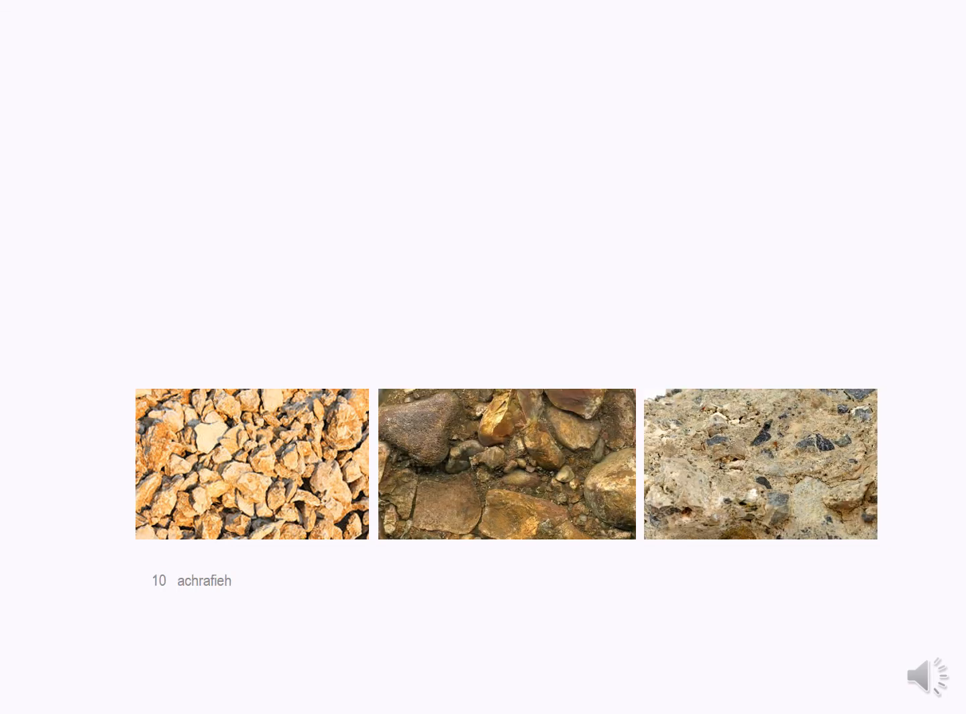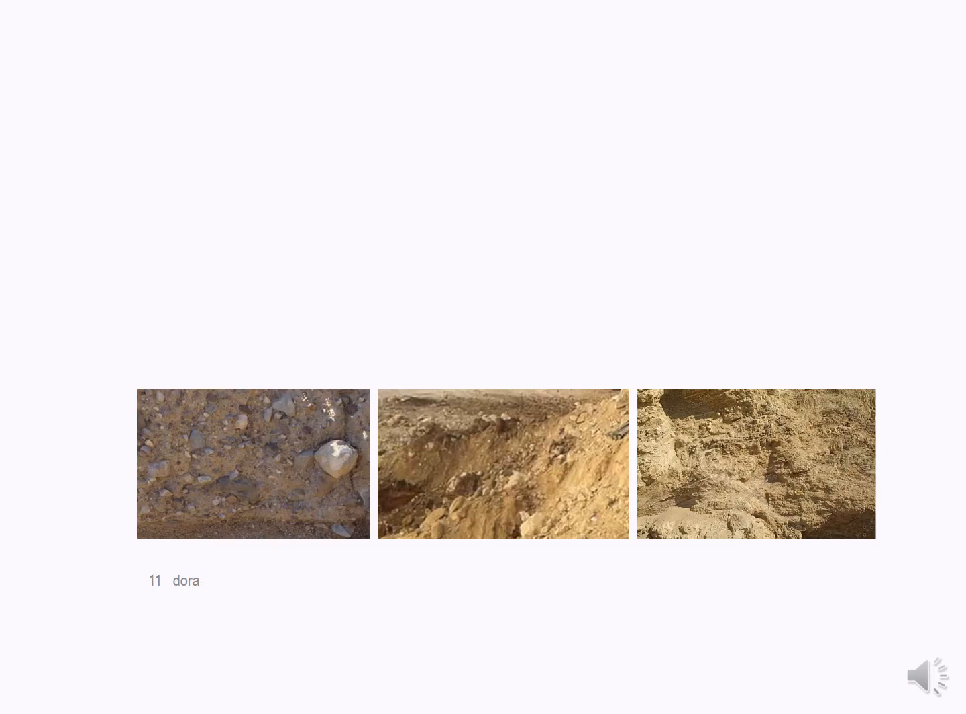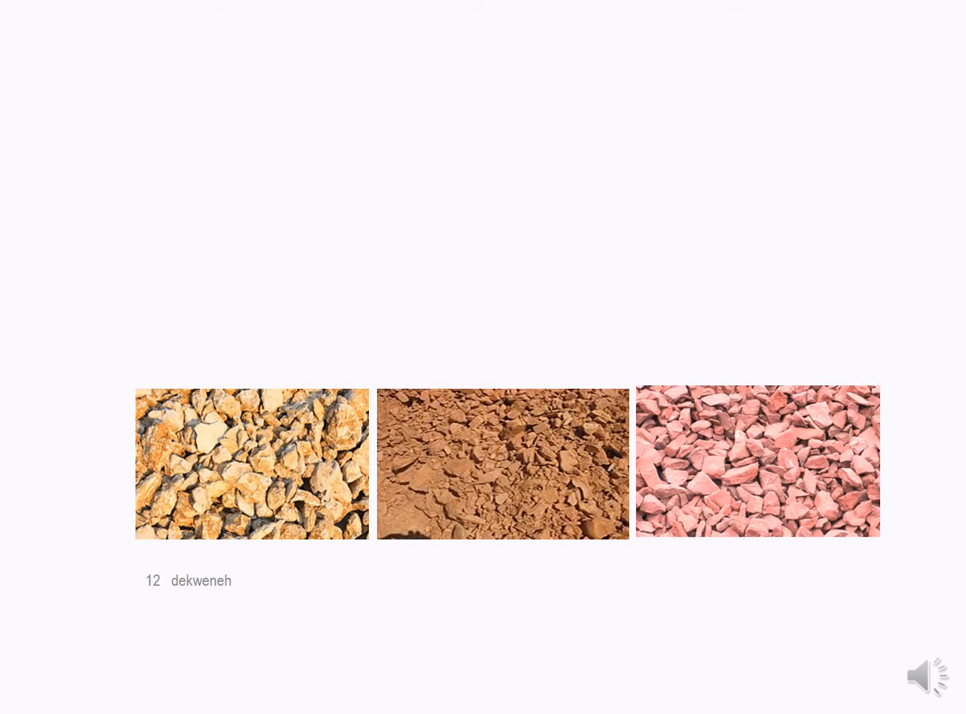Ashrafieh also belongs to the Miocene stage, so it's also composed of marly limestones, but it also has conglomerate and breccia calcite. In Dora we can find alluvium and sandy covers. Now in Koraytem we can find marly limestone, clay, and redstone.